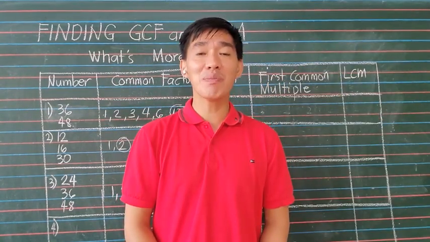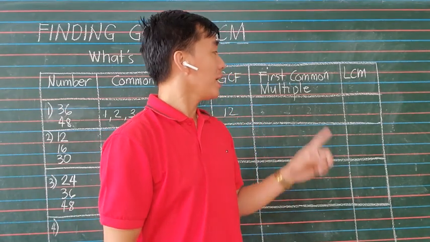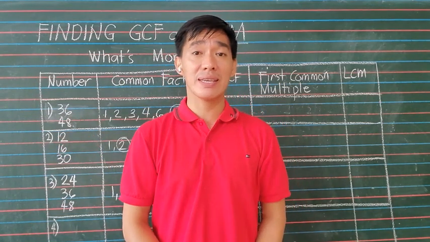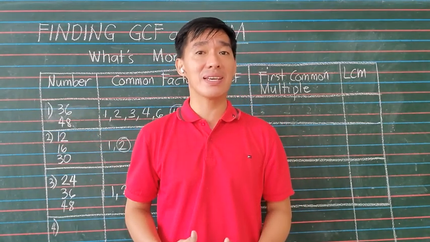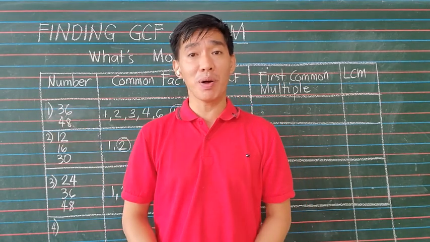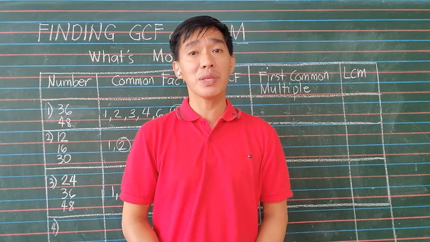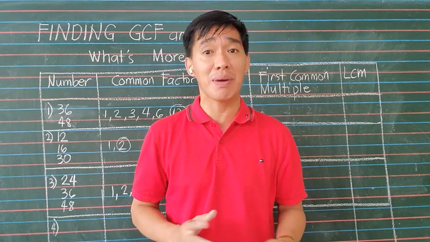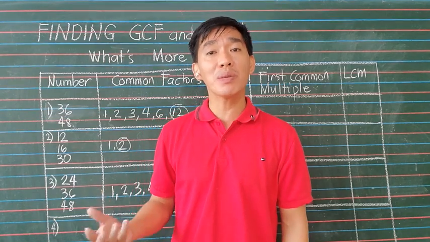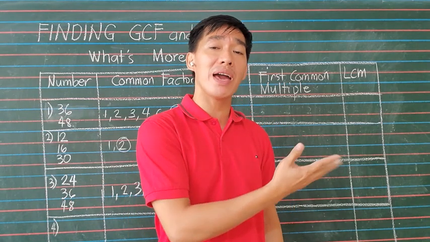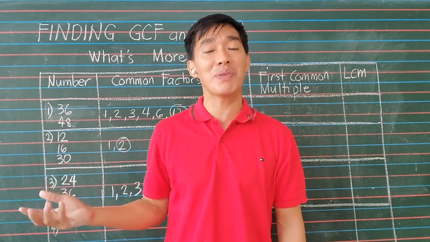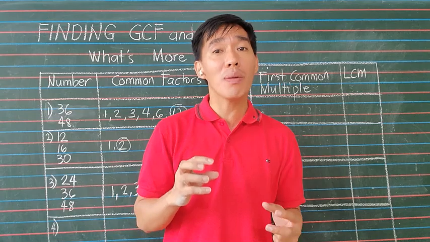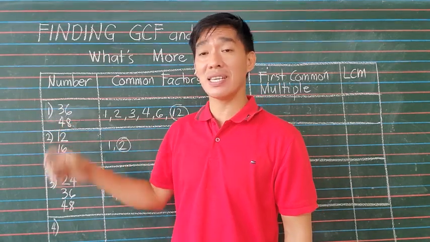In order for us to complete the table, the next thing that we have to do is to look for the first common multiple of 36 and 48. However, I find it impractical to look for the multiples of 36 and at the same time the multiples of 48, because these two numbers are big for us to skip count by 36 and by 48. Or if you wish, you could multiply 36 by 1, by 2, by 3, by 4, by 5, and 48 by 1, by 2, by 3, by 4, by 5, by 6, by 7, until you have a common multiple of both 36 and 48.